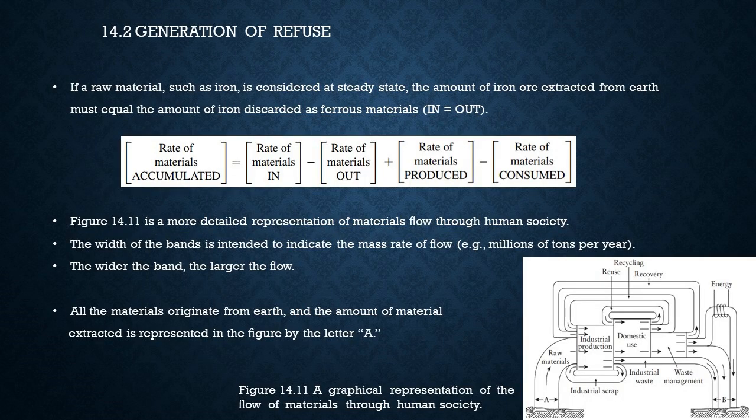If a raw material, such as iron, is considered at steady state, the amount of iron ore extracted from Earth must equal the amount of iron discarded, as ferrous materials.